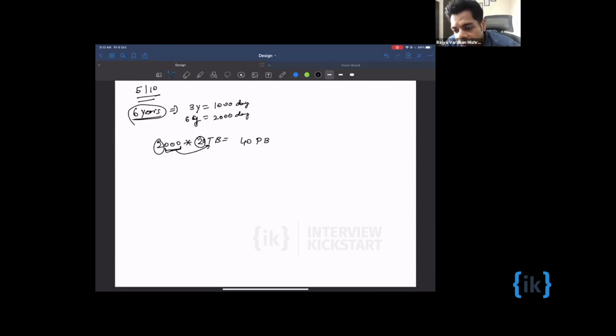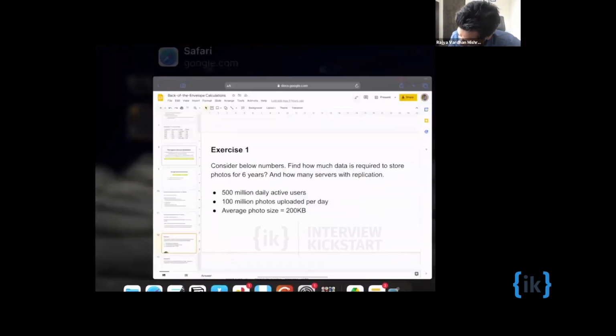Daily users doesn't matter here in this calculation. So daily users in this calculation, they don't matter, but in some other calculations they will. We'll see it in the next exercise. Okay. So I'm moving forward to the next exercise.